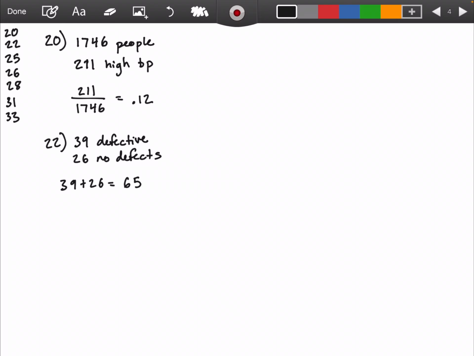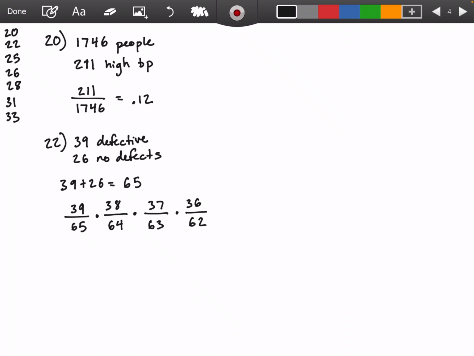So what is the probability that all 4 calculators selected are defective? Well, the probability that the first one is defective is 39 out of 65. Well, the next one, 38, because the first one we took out, but now there's also only 64. The next one, there are only 63, and now there are 37 of them that are defective, and there are 36 that are defective out of 62 calculators that are left.